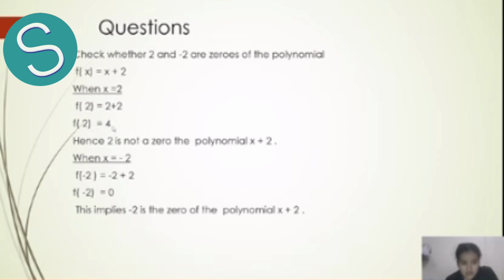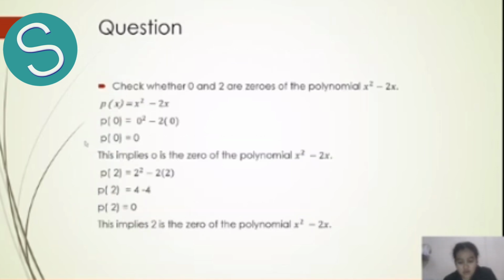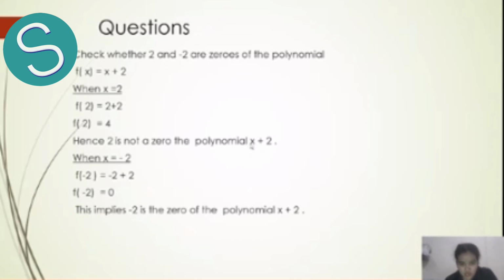अगर f(2) की वैल्यू 0 आती है तो 2 will be 0 of a polynomial. लेकिन यहाँ पे f(2) की वैल्यू 4 आ रही है, hence 2 is not a 0 of the polynomial x plus 2. If we put x equals to minus 2, then f(minus 2) will be minus 2 plus 2, which is f(minus 2) equals to 0. So this implies minus 2 is the 0 of the polynomial x plus 2.